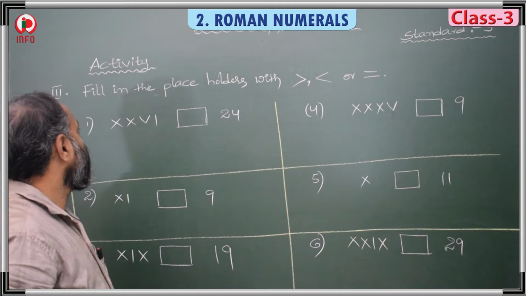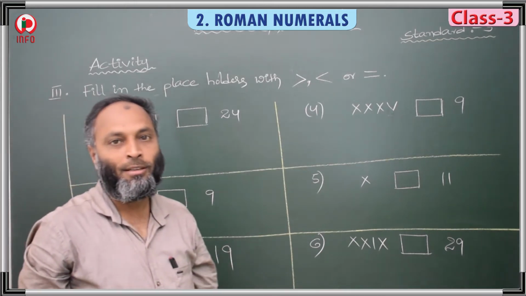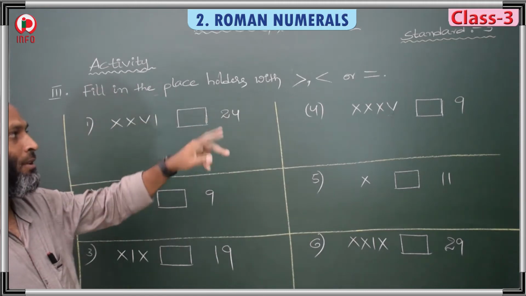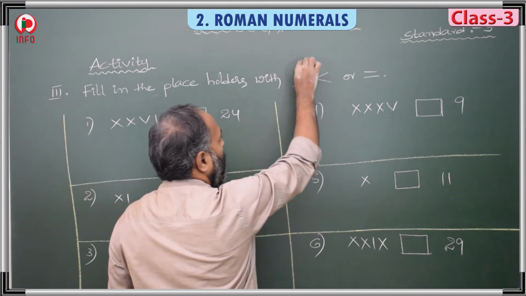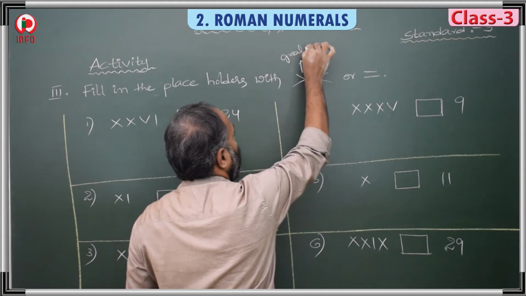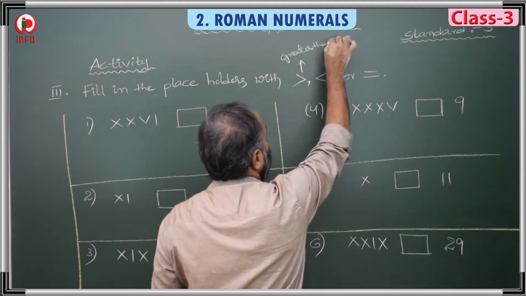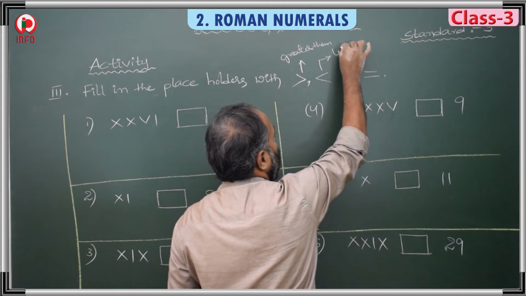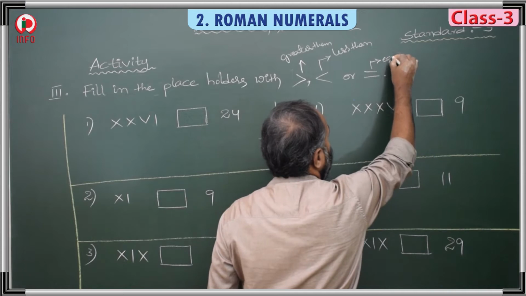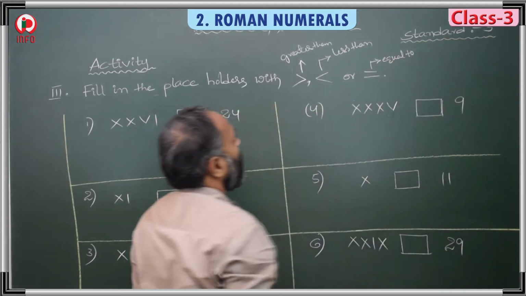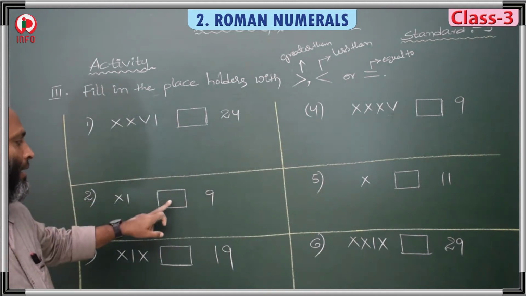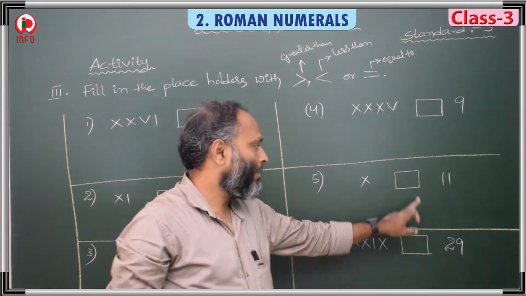Now, students, we are going to discuss the third bit. So what is there in the third bit? Here, fill in the placeholders with this greater than symbol, this less than symbol, this equal to symbol. These three symbols he gave. So these are the placeholders. Here one holder is given, here, here, here, here, here.